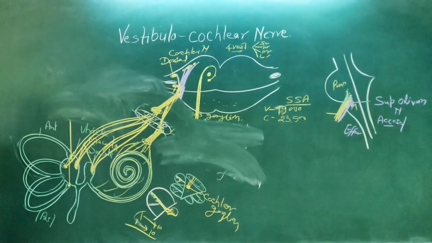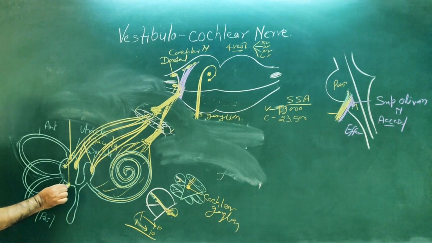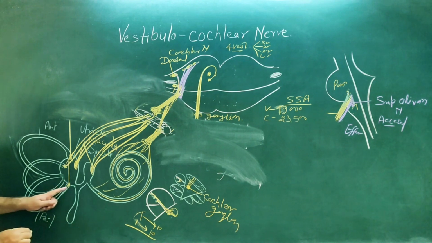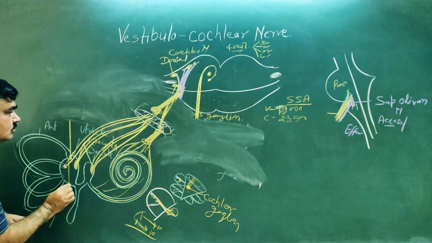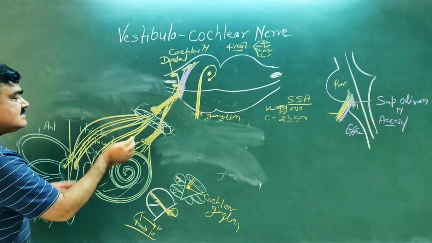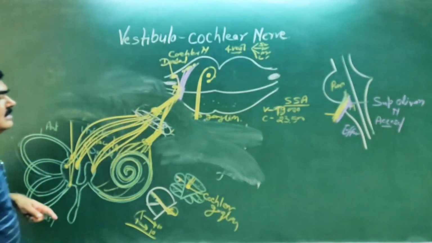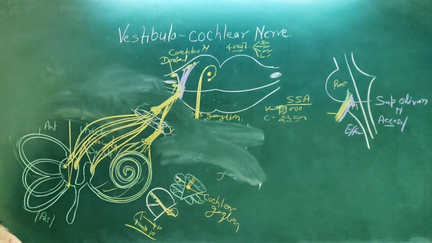A very important thing is that this is the posterior semicircular canal, and here is the crista ampullaris. From the crista ampullaris of the posterior semicircular canal, fibers go through this opening, the foramen singulare, and pass into the ganglion. So this is the vestibulocochlear nerve connection. Thank you.